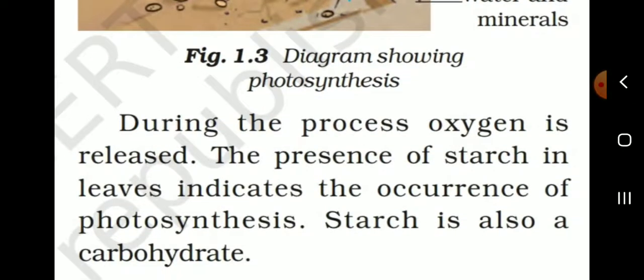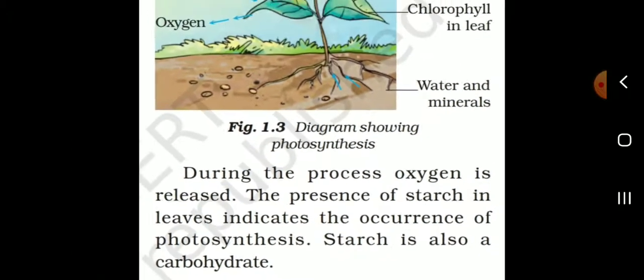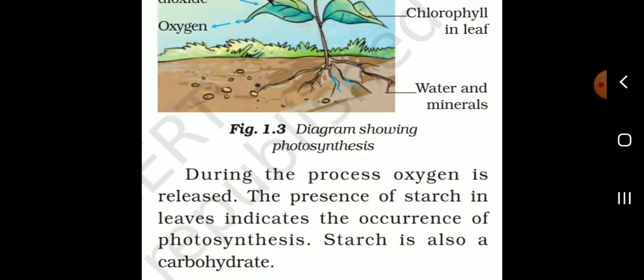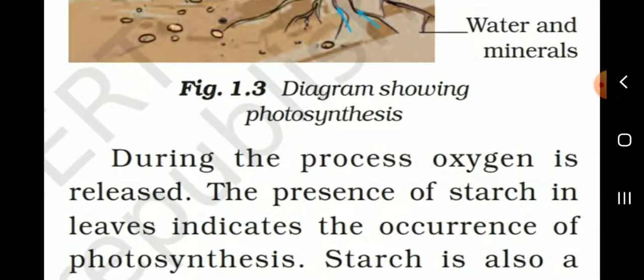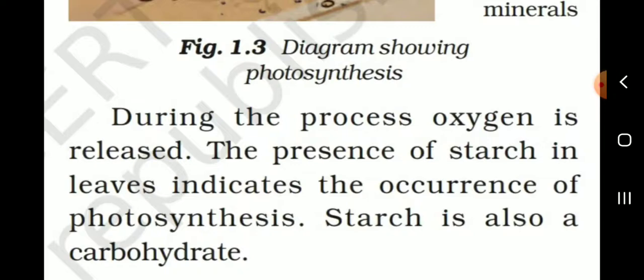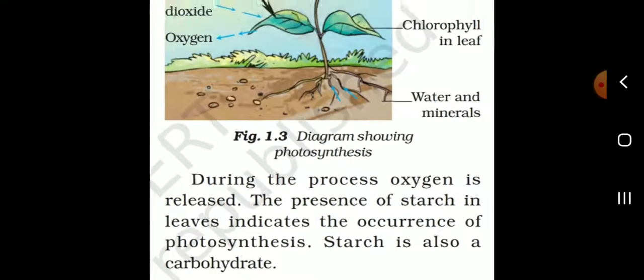During the process, oxygen is released. The presence of starch in the leaves indicates the occurrence of photosynthesis. Starch is also a carbohydrate.